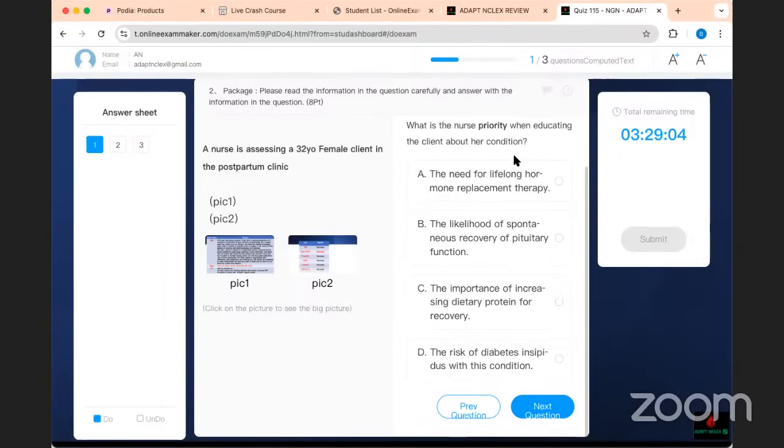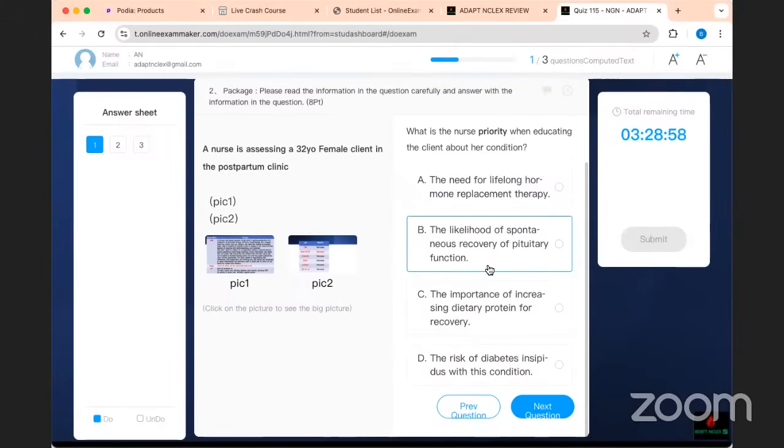So which of the following is the next thing you are educating the client on? The need for lifelong hormone replacement, likelihood of spontaneous recovery from the pituitary, importance of increasing dietary protein for recovery, or the risk of diabetes insipidus. This is content. I explained to you what the main problem is. You know the patient is lacking all hormones. So the most important is to replace the hormones. She's not going to do anything without the hormones. So replace it.